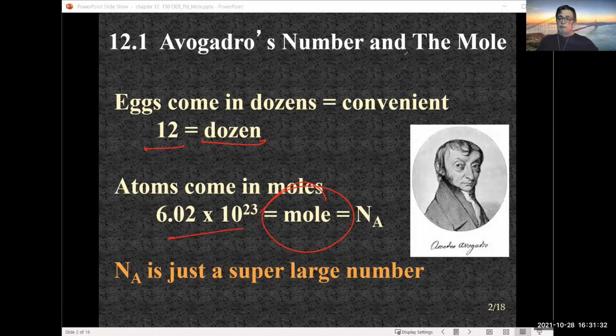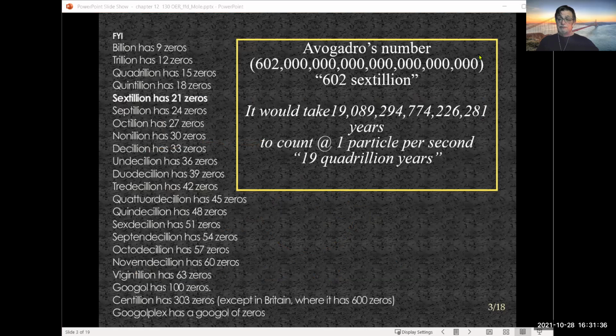Okay. Now, how big is that number? Well, it's pretty hefty. Here's an idea. 6.02 times 10 to the 23rd, if you write it longhand, equates to 602.6 trillion, which is right here. Give me 1 second, please.